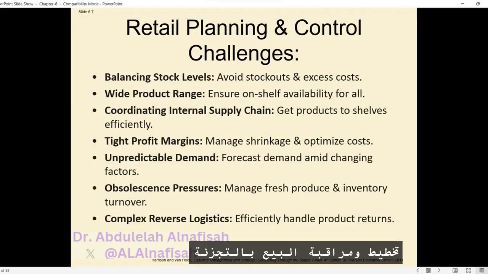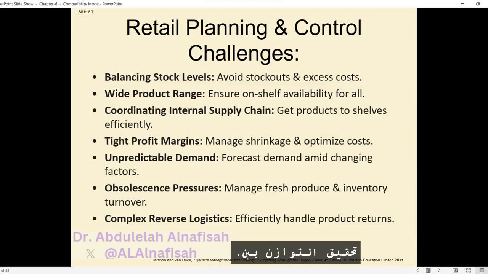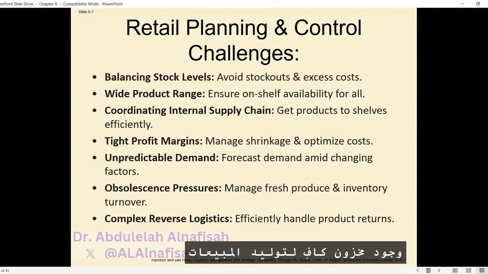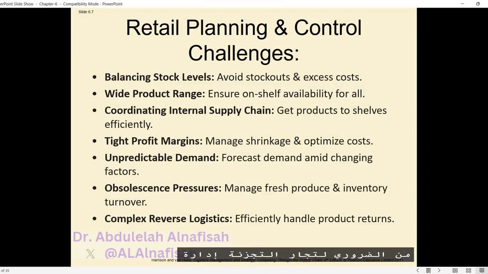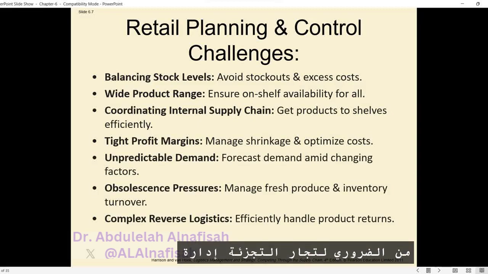Retail planning and control challenges. Retailing poses distinct planning and control challenges compared to manufacturing, highlighting the following key aspects. Balancing stock levels. Striking a balance between having sufficient stock to generate sales and avoiding excess stock is crucial. Excess stock can lead to losses, making it essential for retailers to manage stock levels efficiently.